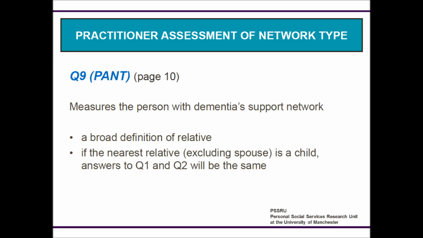Other relative includes siblings, grandchildren, nephews, nieces, cousins, etc., regardless of the level of contact, and also includes in-laws, brother or sister-in-law, son or daughter-in-law. Note that in question 2, if he or she has any children, where does his or her nearest child live? If the nearest relative is also their child, question 2 will be the same answer as question 1. Please refer to your manual for the full instructions.